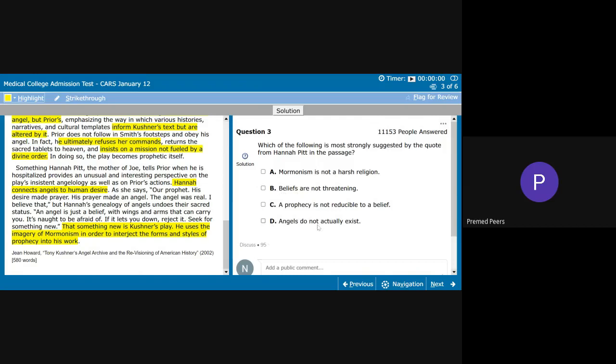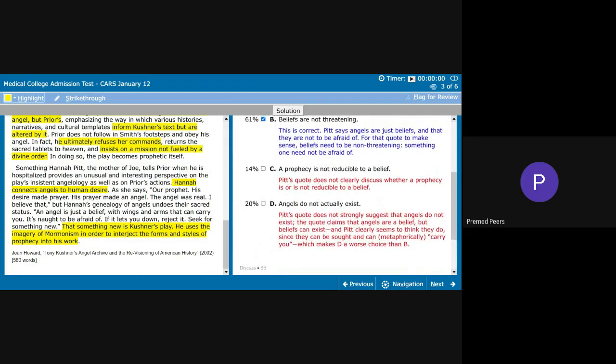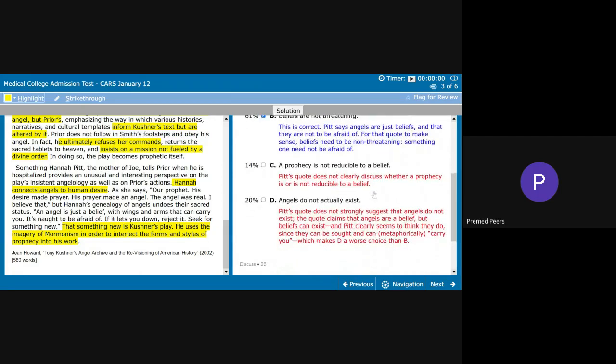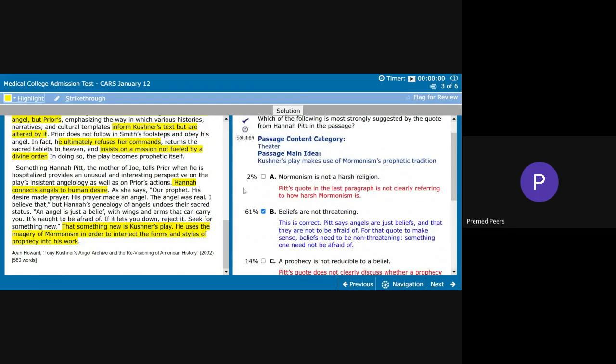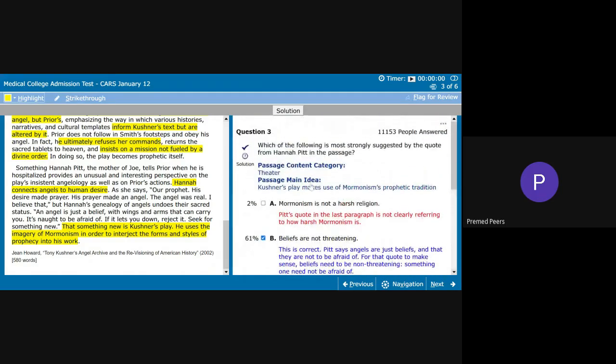And then D, angels do not actually exist. Again, she sort of says the angel was real here, so I think you can cross that one out because that seems to imply that this answer choice is not one that would be supported by her. So yeah, B is in fact the correct answer. And I think that these explanations are kind of similar, but I know that sometimes they can be a little brief. So hopefully going through that helped. Any questions over this one?